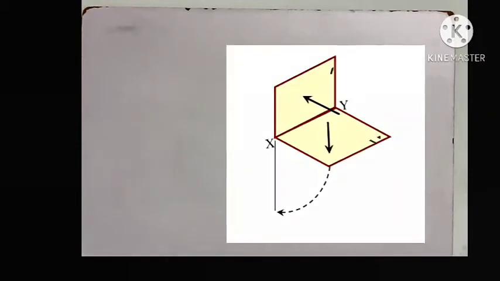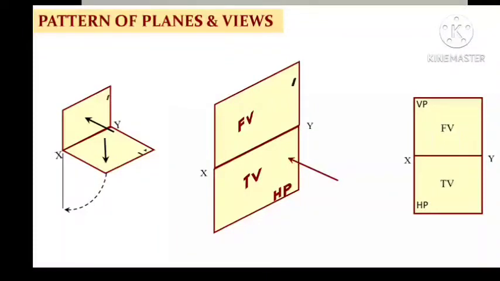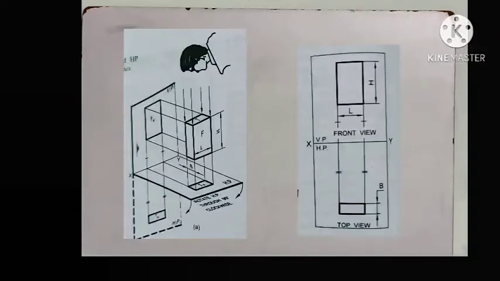So in order to make it convenient to draw in the drawing sheet, as shown in this image, we are going to rotate the horizontal plane. We need to remember one thing: always the horizontal plane will be rotated, something like this. If you rotate that horizontal plane, you will get something like this. The vertical plane will be above and the horizontal plane will be just below the vertical plane. The view you get in the vertical plane is the front view, and the view you get in the horizontal plane is your top view.